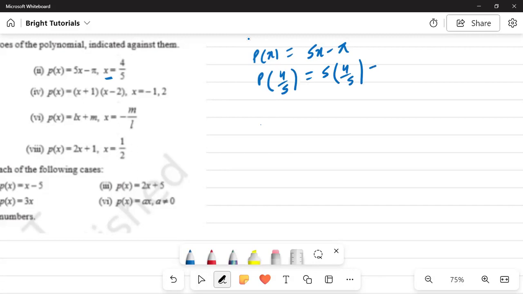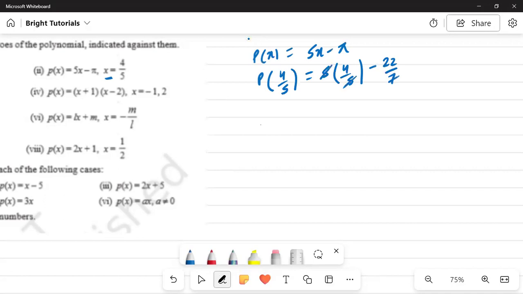If you do not want to put, then also it is okay, because we can clearly see that by putting the value of x equal to 4 by 5 here, the value will never come out to 0. So there is no use. If you want to put the value of pi, you can put. If you do not want to put, you do not have to. So what will happen here?